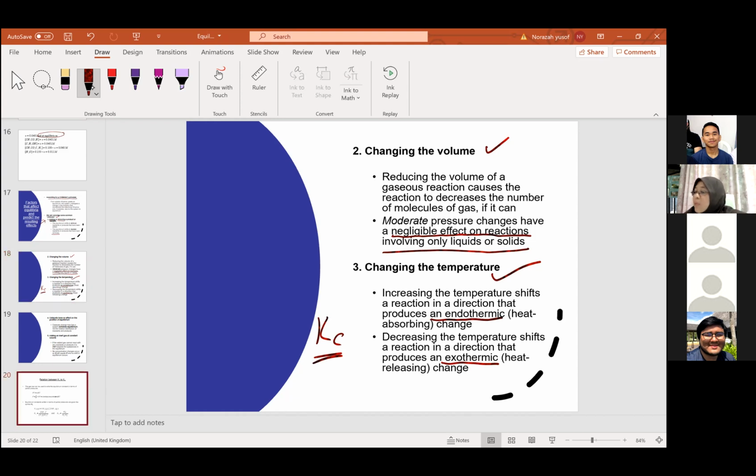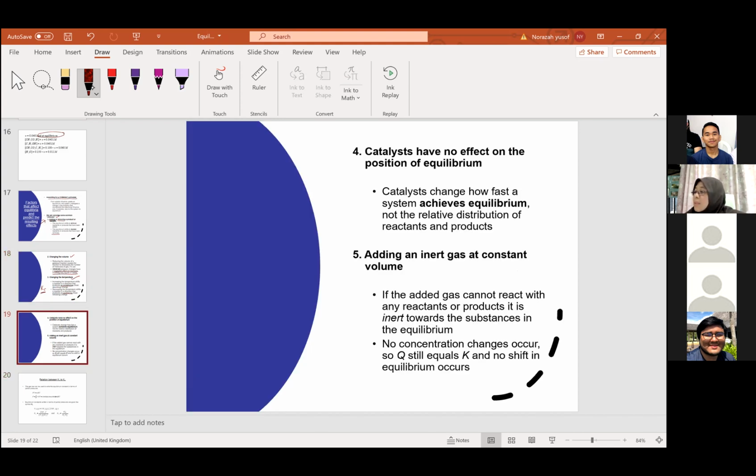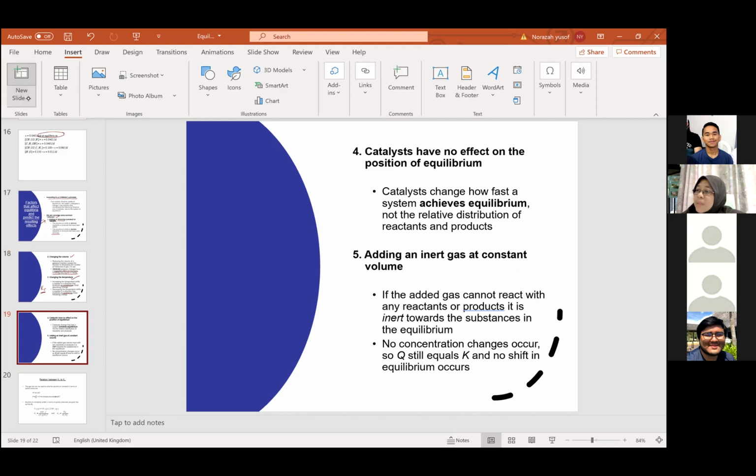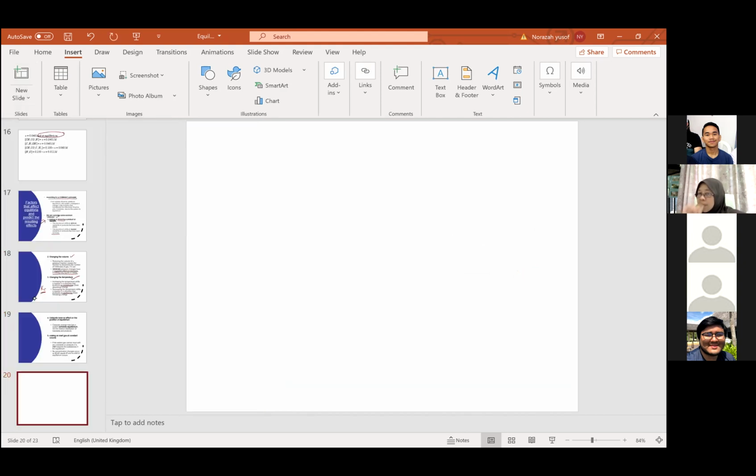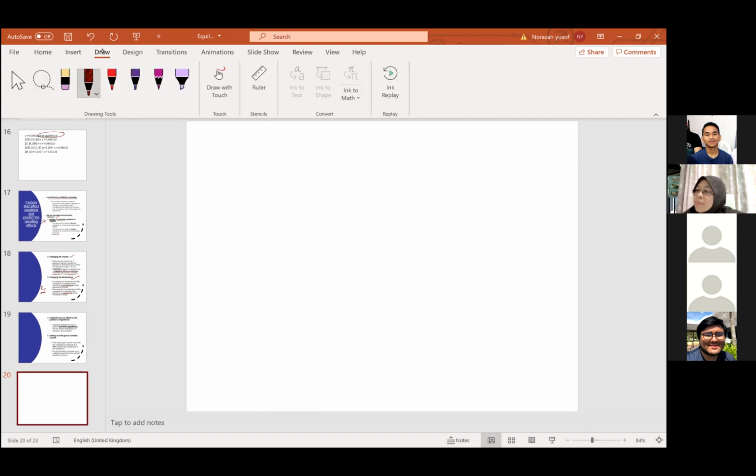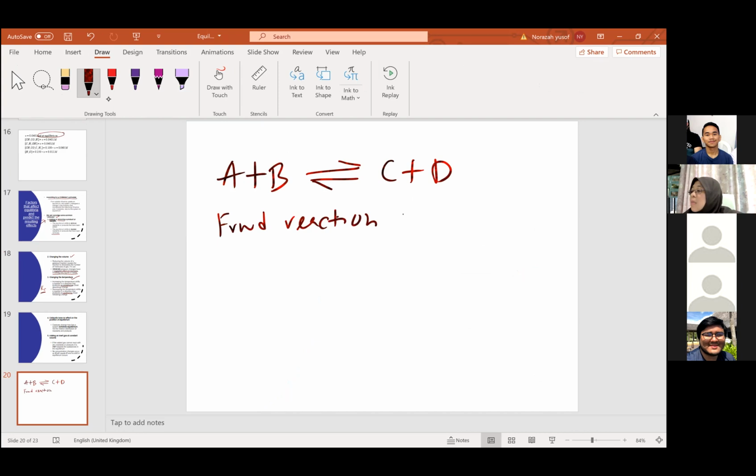I'll be giving you an example. Let's talk about the effect of temperature. A plus B, C plus D. Let's say the forward reaction is exothermic.